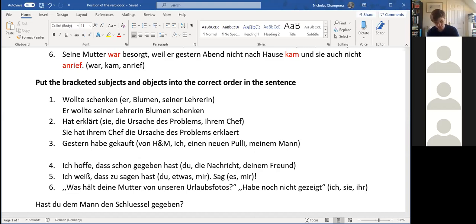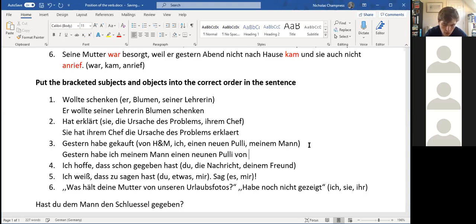I wasn't sure. Gestern habe ich von H&M gekauft. Hold on a minute, not quite. There are two versions of this you can have. Your first bit's correct: gestern habe ich. So for whom are you buying it? Meinem Mann einen neuen Pulli von H&M gekauft. That's it, ja.